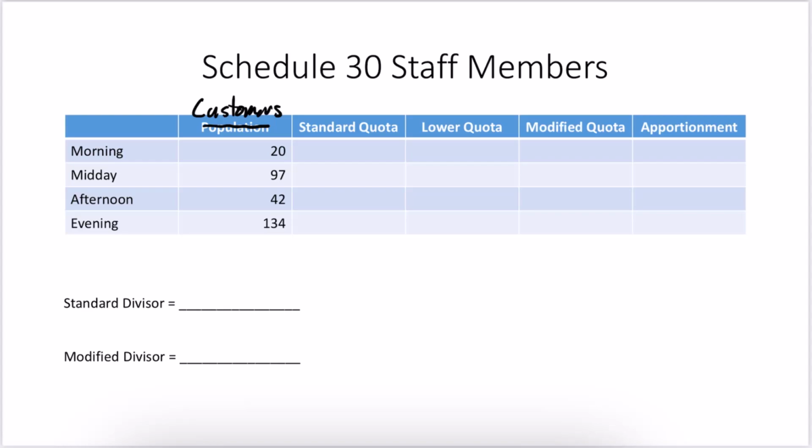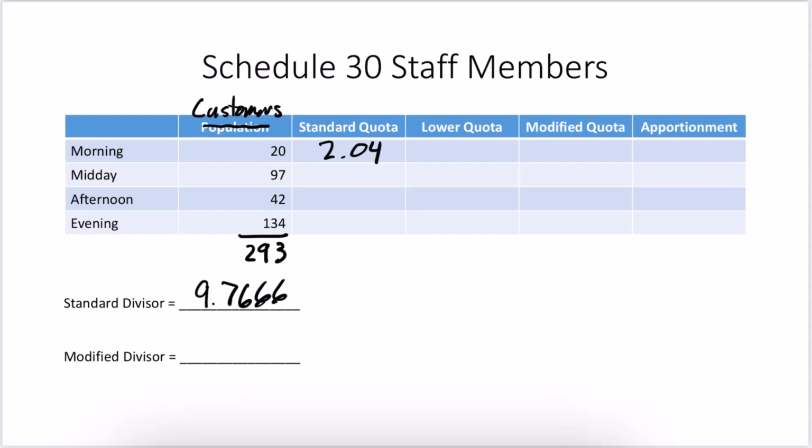All right, so to start this one, you're first going to figure out what the total number of customers is. So we'll add up all of the customer numbers, which gives us a total of 293. And then I'm going to divide those customers up between all of the staff members that we could schedule. So we're going to do 293 divided by 30, and that gives us a standard divisor of 9.7666, etc. And so my standard quota, if I do 20 divided by 9.7666, that would give me 2.04.